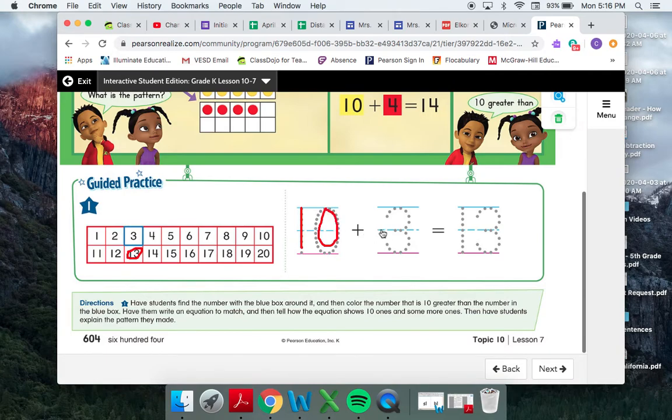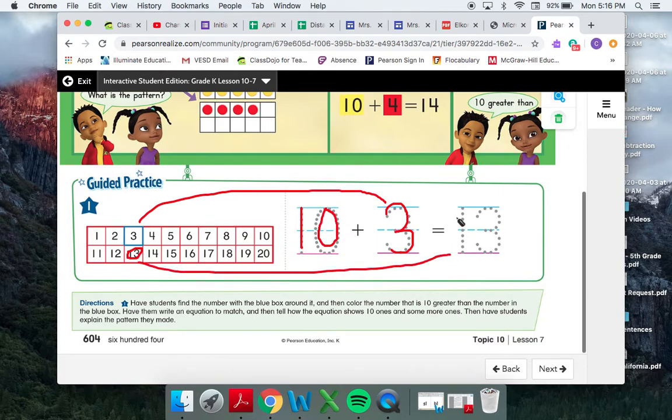Okay, and we have to write the number that we started with, which was 3. Sometimes I think it would be smart to actually do that number first, like tie that in so they're noticing that pattern. And then because we counted on 10 more, that's where this number is coming from right here. And then we're stopping on 10 more, which gave us this number right here. So how do we make a 13, a 1, and a 3?